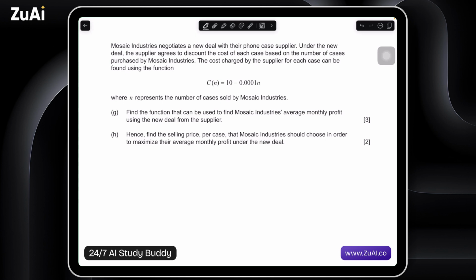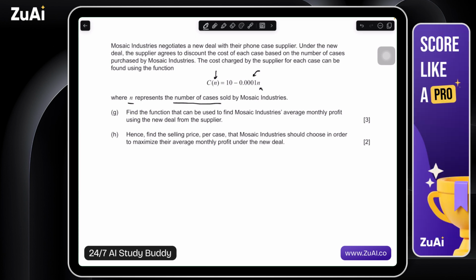So cost as a function of the number of cases is equal to $10, but now we are subtracting a fraction of a cent for the total number of cases, where N represents the number of cases sold by Mosaic Industries. Find the function that can be used to find Mosaic Industries' average monthly profit using the new deal from the supplier.